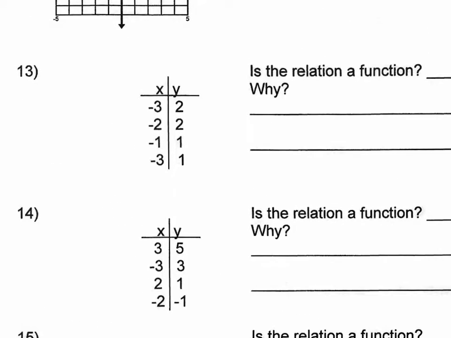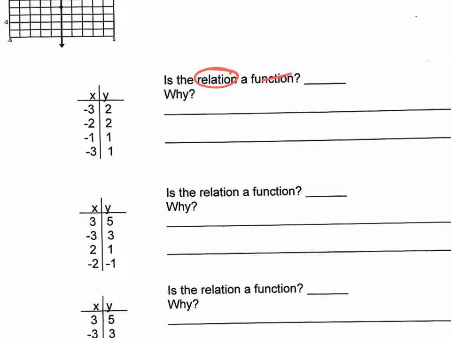So on number 13, when you're checking if this is a function or just a relation, the input -3 gave you the output 2. Then right here, the input -3 gave you a different output. So that is not a function. It's just a relation. Why? Because a single input -3 gave you two different outputs.